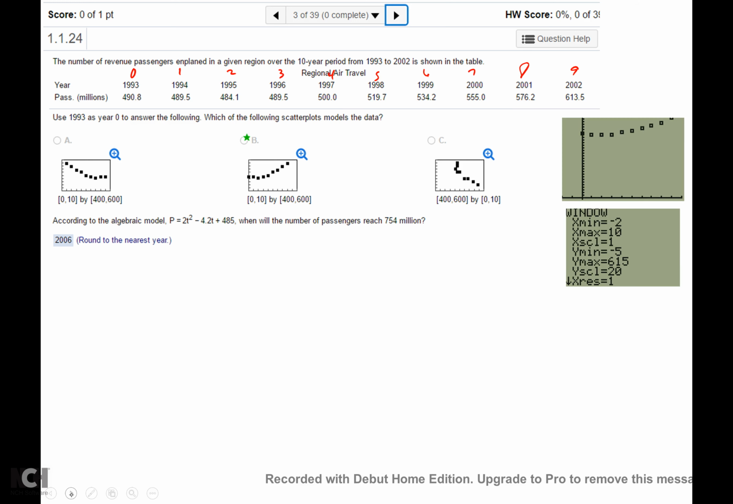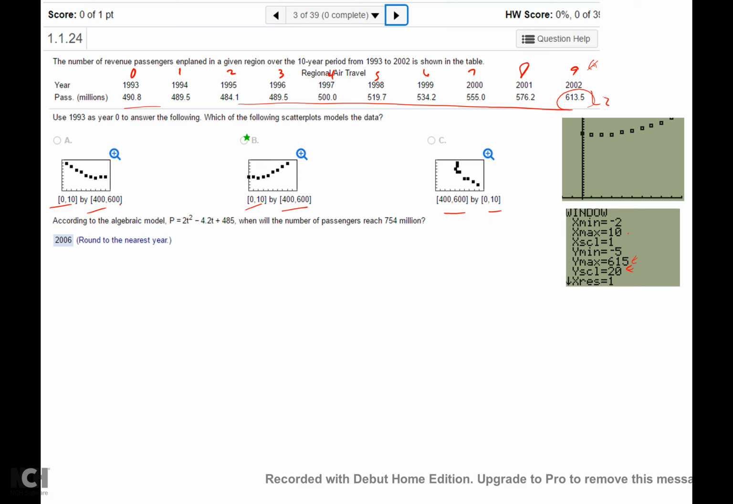Well, if I go to my stat and I enter in 0 through 9 for my L1 and these numbers for my L2, you're going to have to set your window. I went from negative 2 to 10 because my x's only went to 9. And then my highest y value was 613.5, so I went from negative 5 all the way to 615 and I counted by 20s and I get this picture. Well, you're looking and you're going, well, that doesn't really look like any of the choices. Well, look at their windows.